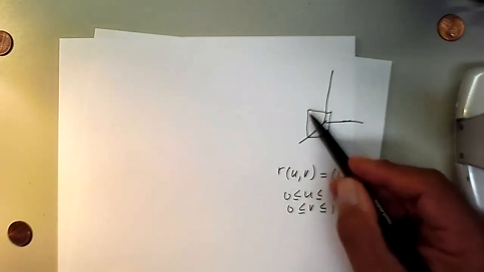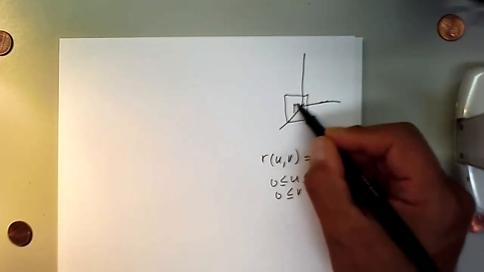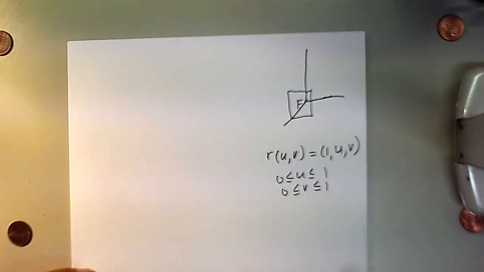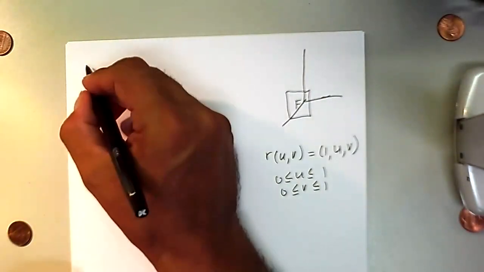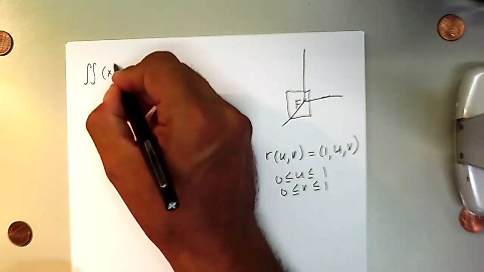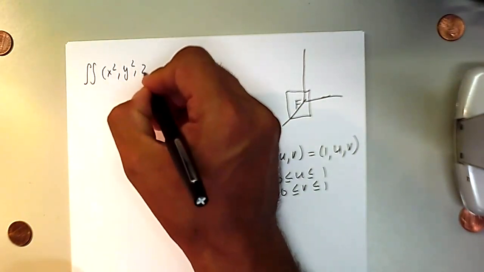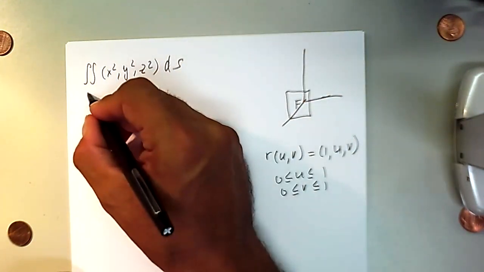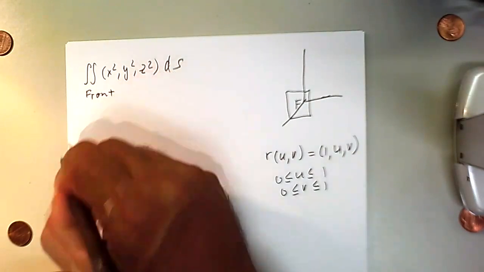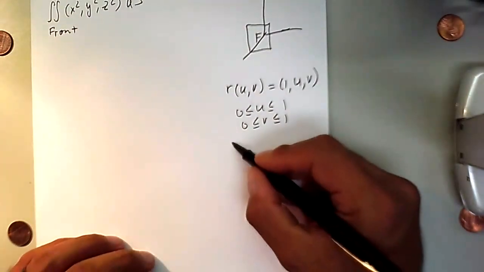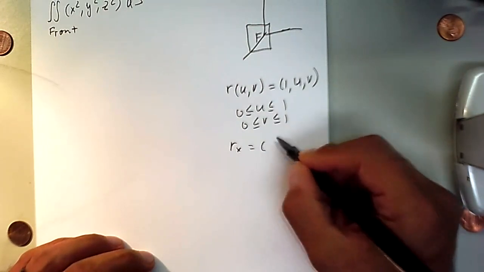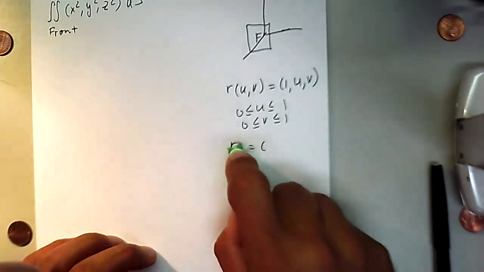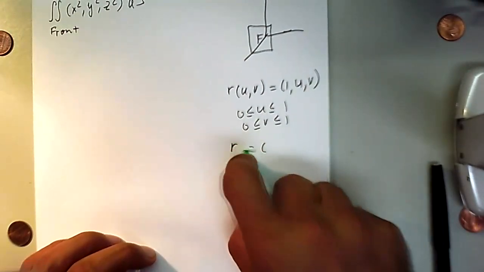We should emphasize, because this is the front face from our view, it is its front. Of course, that is relative. So the double integral of x squared, y squared, z squared over the surface integral, rather, over the front. Oh, we got to do more to this. We got to find r sub x, or u rather, not x, u instead.